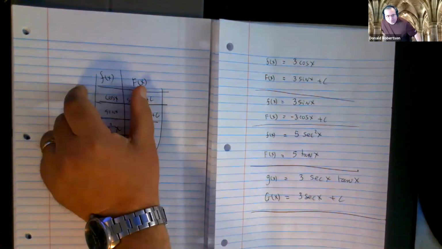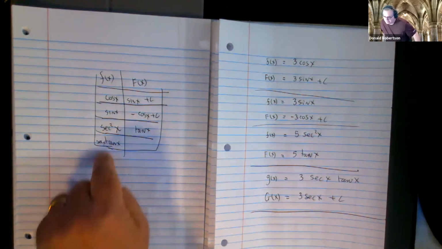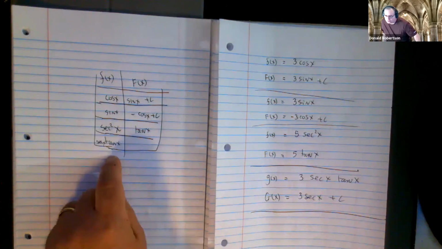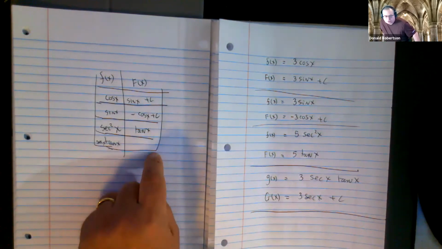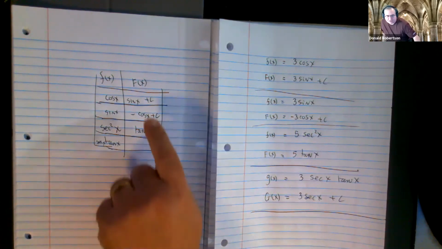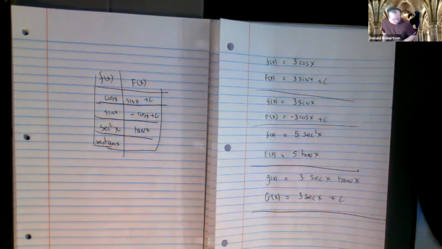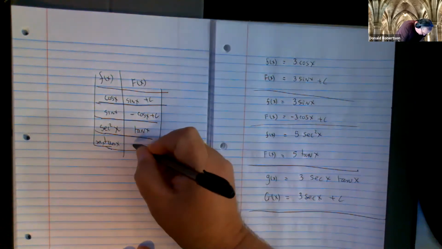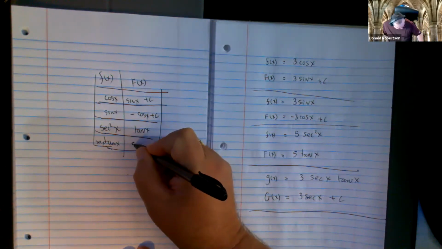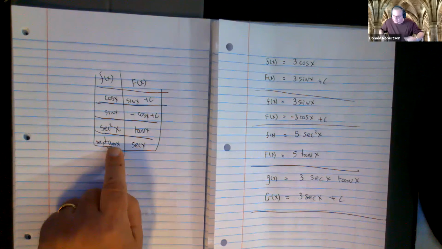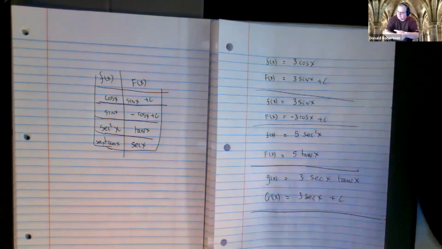Do you know if you have a table where you have functions and their derivative? Imagine a table where you wrote down the functions here, and next to it you wrote down the derivative. Couldn't you use that table going this way to find antiderivatives? So on this side, the derivative of secant is secant tan. The antiderivative of secant tan is secant. Do you see it's like a two-way street?